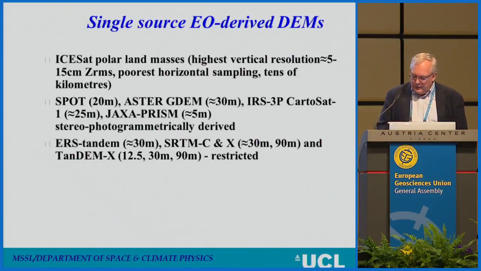So, because of this rather poor data set, we've been looking over the last 15 years at the use of Earth observation. And in particular, laser altimetry from the ICESat satellite, where we have 5 to 15 centimetre height accuracies, but very poor horizontal sampling on the order of tens of kilometres away from polar regions. We have a whole variety of different stereo data sets from SPOT, ASTER, IRS, ALOS, JAXA, and all the old data sets from pre-SPOT 4 are all in the public domain, so that's why I've included it, because, of course, the latest data set is not. And then we have data sets from radar interferometry, and the most important mission, which happened in 2001, SRTM, and very recently TanDEM-X, albeit that the data is heavily restricted.